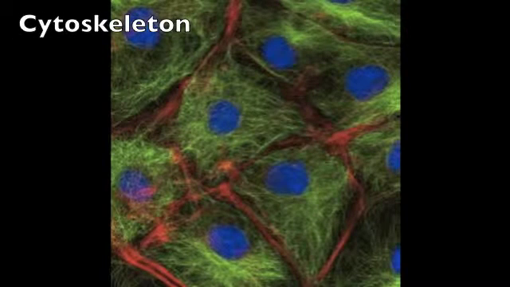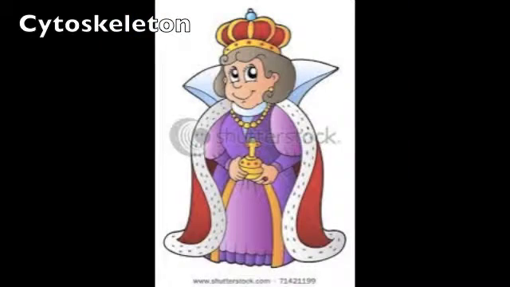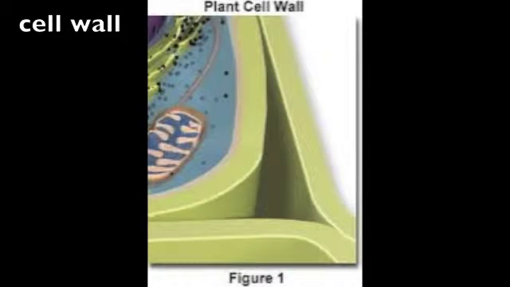The cytoskeleton holds all the organelles in place, and it is an analogy to the queen because the queen also holds things in place and makes sure that everything is going okay. The cell wall shapes the cell and protects the cell from outsides. It is an analogy to the wall around the castle because the walls also protect the castle from outdoors.